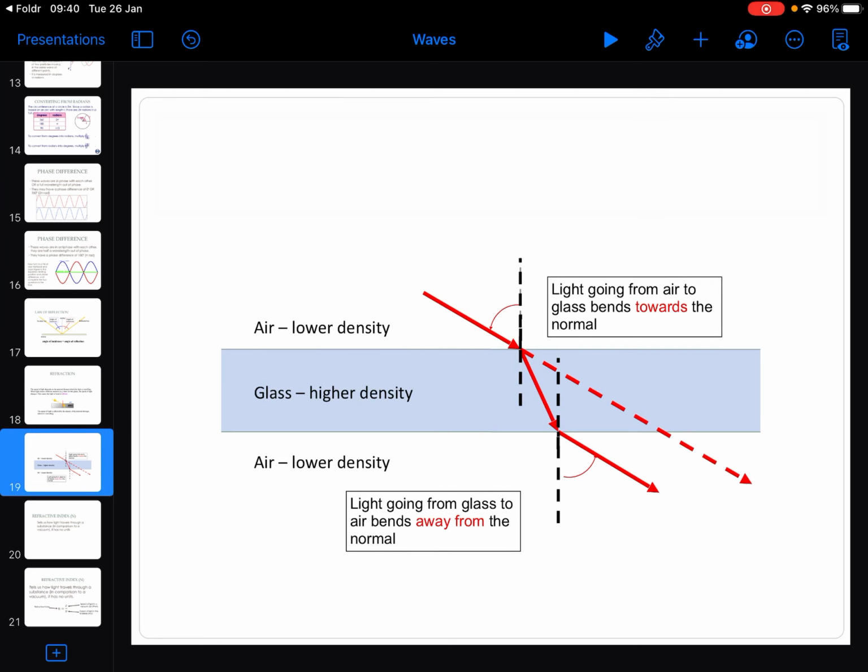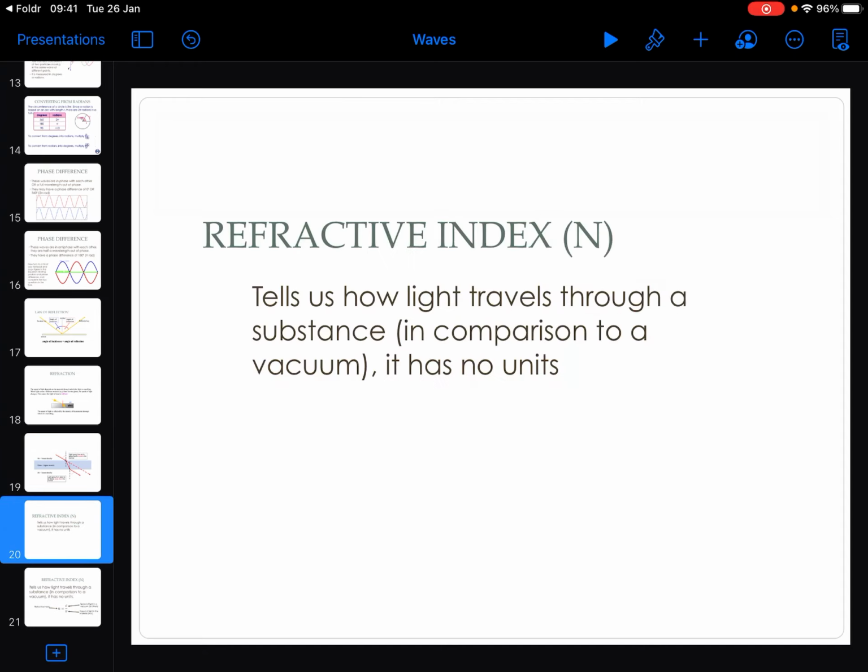Here you've got light going from a low density into a higher density glass and then out the other side back into air, a low density. When it is going into a material with a higher density, and later on we'll talk about a higher refractive index, the light bends towards the normal. When it's coming out of a material with a high density and a high refractive index, it bends away from the normal.